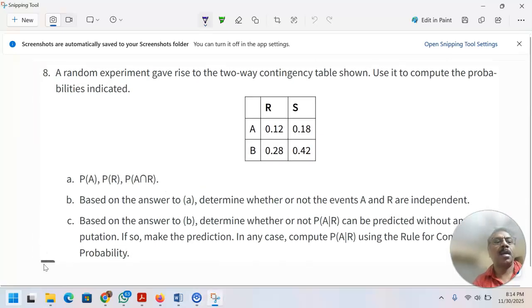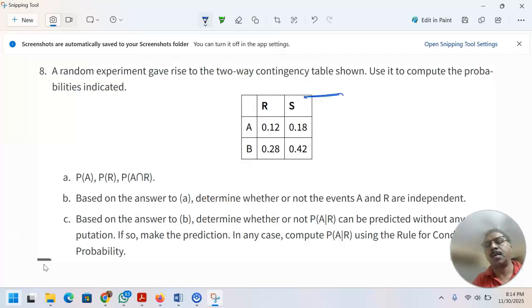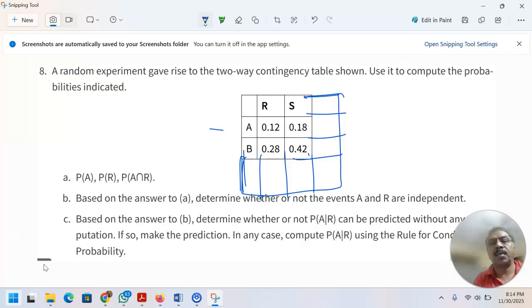So for question number 8, you are given a table. The first step for this kind of problem is to complete the table, because this is a two-way contingency table. So we have to know the total probability of each one of them. If this is A, the probability of A is you add up 0.12 and 0.18, and you get 0.30. Then the probability of B becomes 0.70.